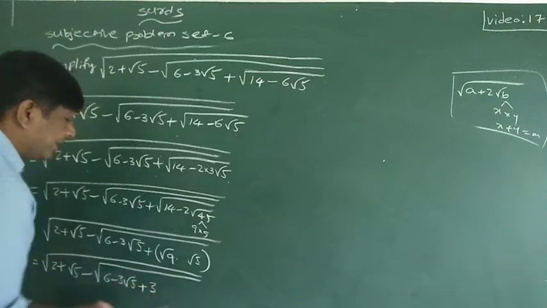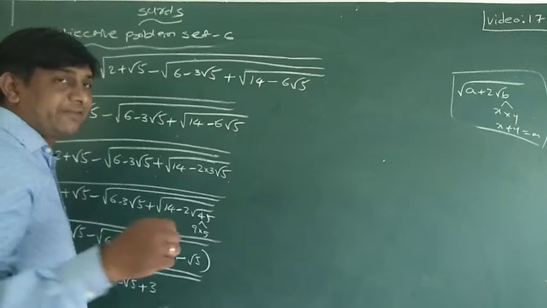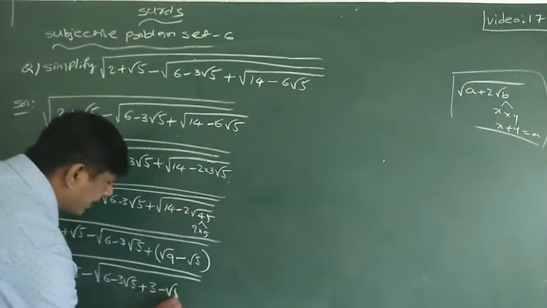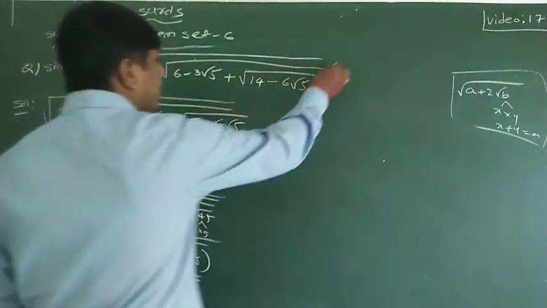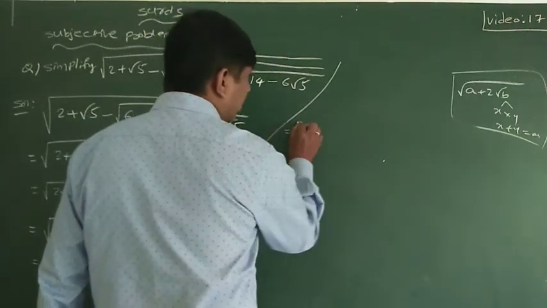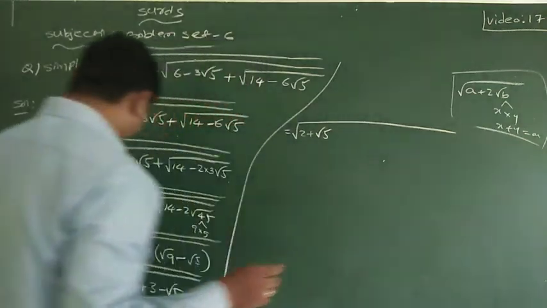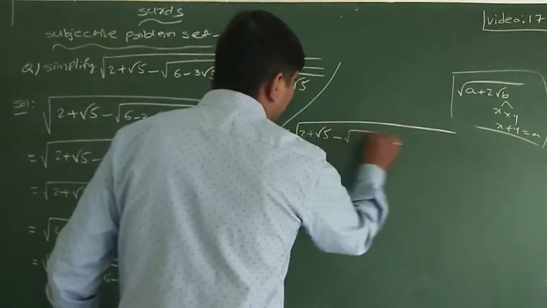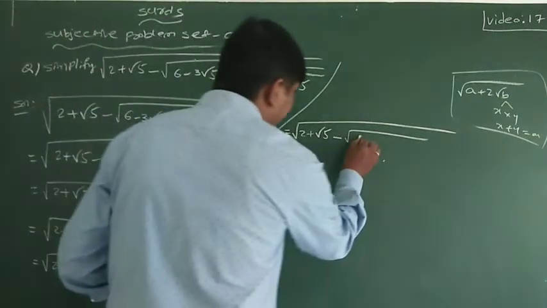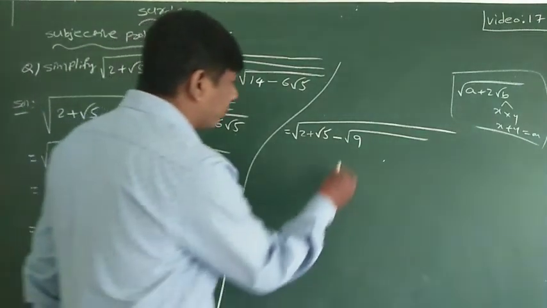Sorry, there is a correction. This is minus, here also minus is there. 9 plus 5 is 14, correct, but here minus is there. Plus and minus root 5. Now if I simplify this, what do I get here? Root of 2 plus root 5 minus root of 6 plus 3, 9, minus 3 root 5 minus 1 root 5, minus 4 root 5.